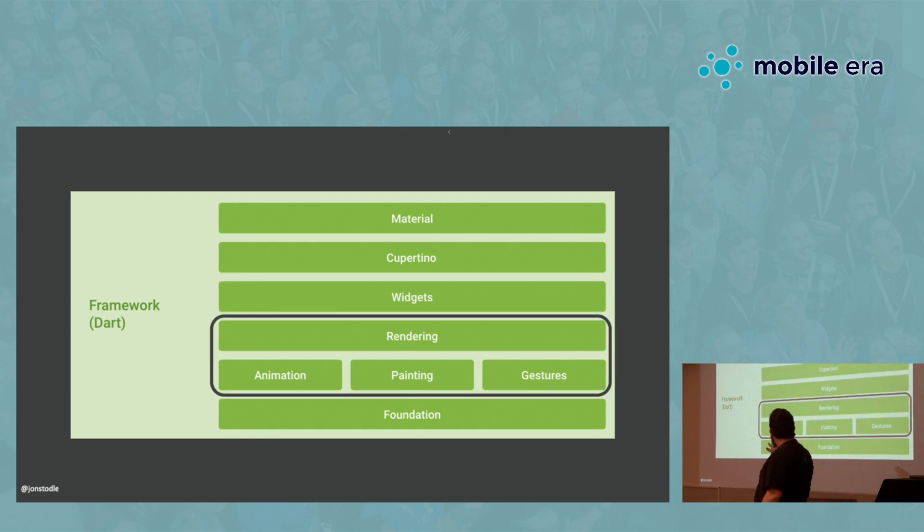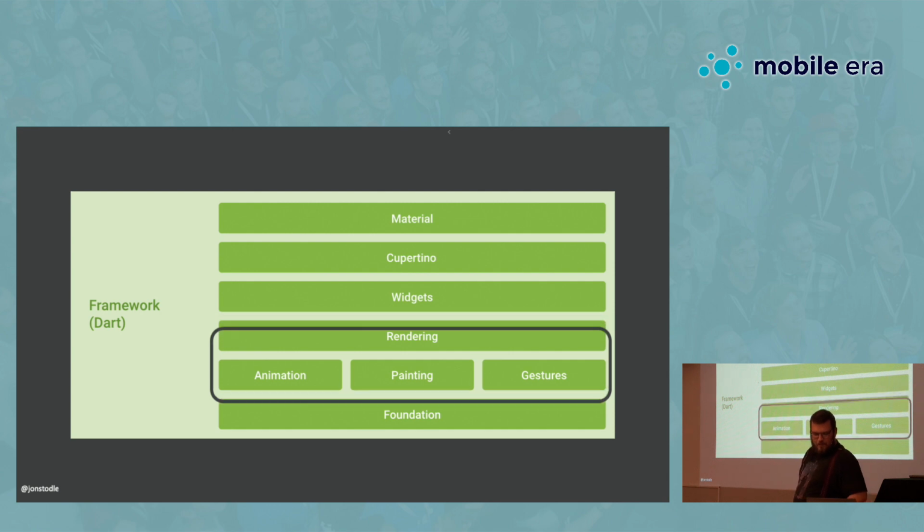Below the widgets layer, you got the rendering layer. This is the layer that's responsible for actually producing stuff on screen. So this will draw everything on the canvas. It'll composite it, it will animate, it will rasterize, and actually put it on screen. So that's its whole thing. And it also does gestures, as it says in the box to the right there.